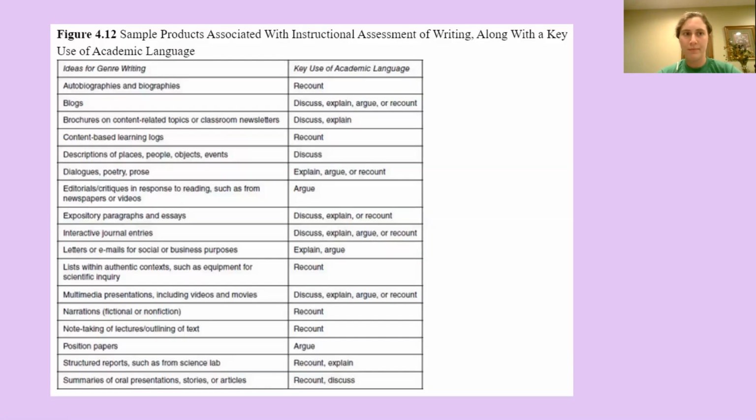All right, so here's some examples of genres, like an autobiography, and then it talks about the key use of academic language that it targets, which would be recounting in the case of autobiographies. So yeah, there's various examples.